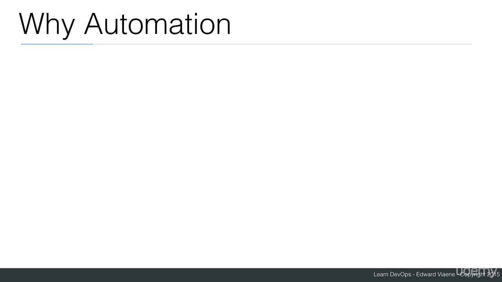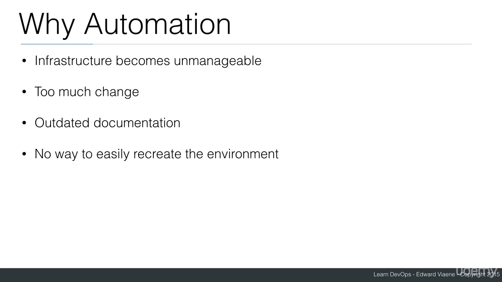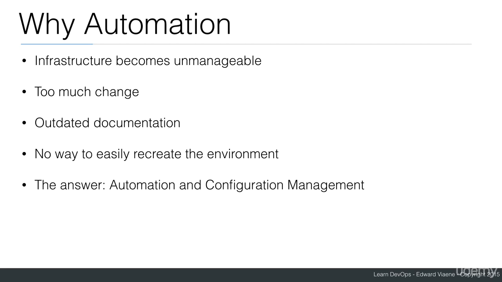Why automation? If we have hundreds of servers that we have to maintain, our infrastructure becomes unmanageable. We need to automate it. There's too much change that we have to manage. We have often outdated documentation. If you don't automate, there will be no easy way to recreate our environment. This is solved if we automate our environment and we are going to make use of configuration management. Some tools that can help us accomplishing this are Chef, Puppet, Ansible, and SaltStack.